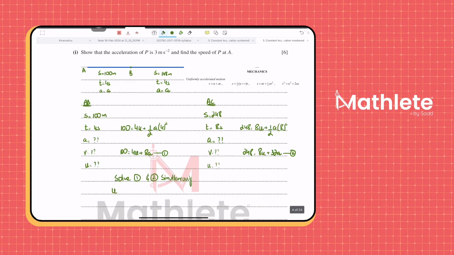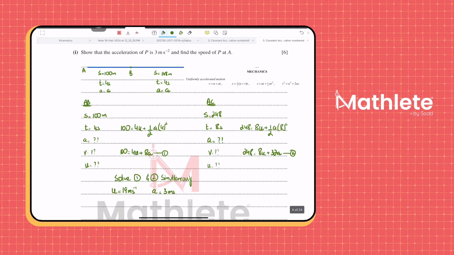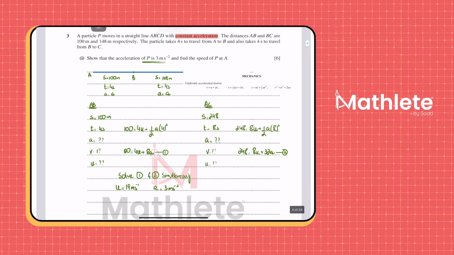And what do you have? You have u equal to 19 meters per second. I'm just saving some time and giving you guys the final answer. a will be equal to 3 meters per second squared. So there you go, this is the final answer. Any questions? If yes, feel free to ask.